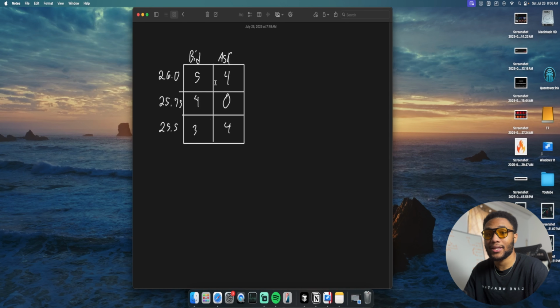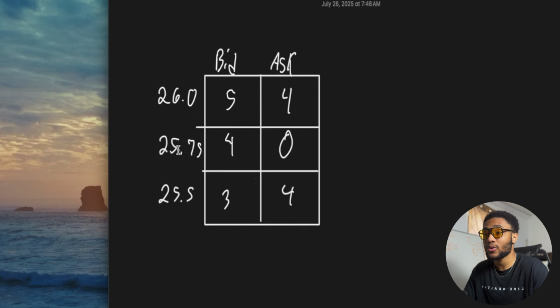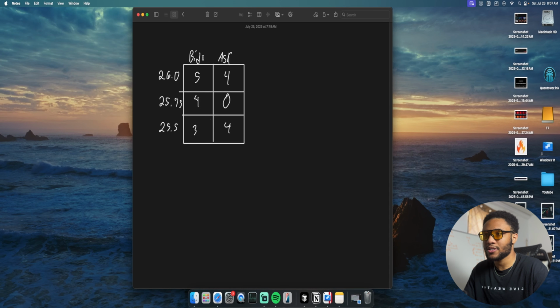So I drew up a nice little bid and ask. This is also a DOM, as well, on your charting platform. So we have three price levels: 25.5, 25.75, and then 26.0. Now I want you to pay attention because bids are people who are willing to buy at this price level and asks are people who are willing to sell at that certain price level. Now, if you notice at 25.75, we have nobody willing to sell at 25.75.